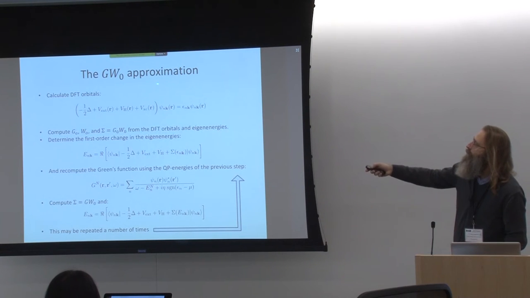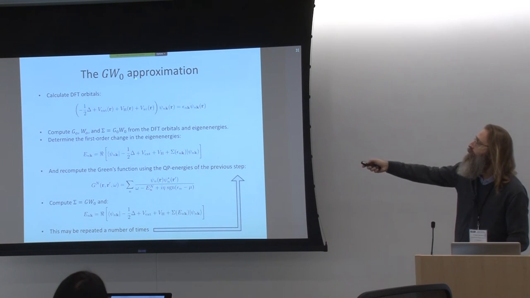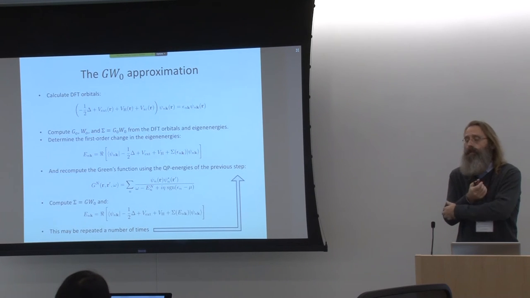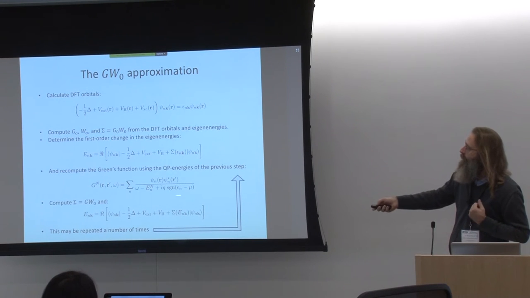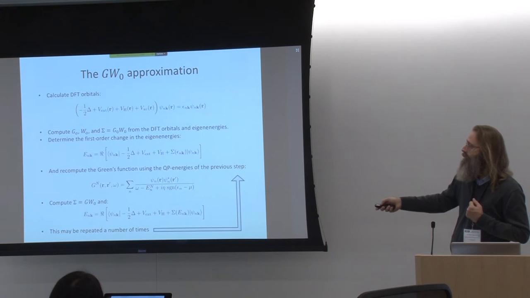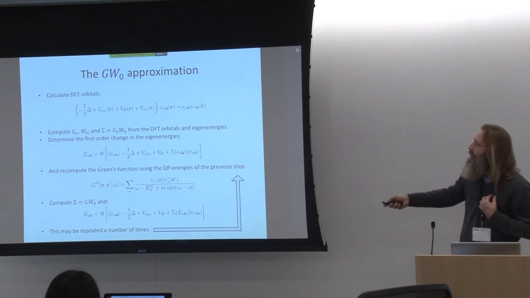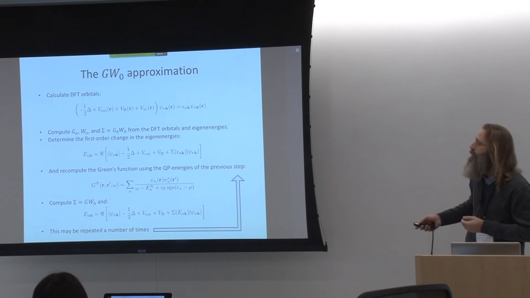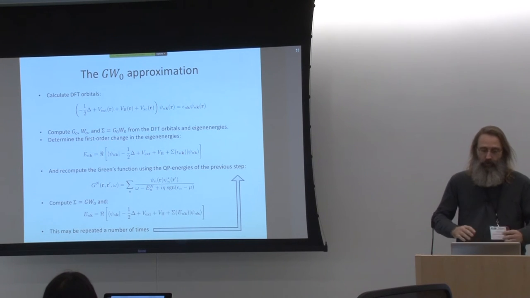So, the most commonly used approximation beyond single-shot GW is actually GW naught, where we do not update the eigenenergies with which we have computed the screening properties. We only update them in our Green's function, and the orbitals remain the same. They're still Kohn-Sham orbitals. The quasi-particles that we get from single-shot GW are now used to compute a new Green's function, and that is what we call GW naught. You can repeat that a few times, so three, four times, and then mostly the quasi-particles you get out of these GW naught calculations have converged.